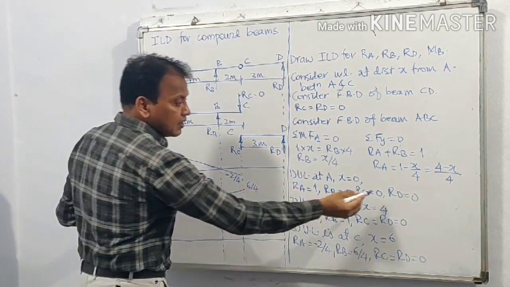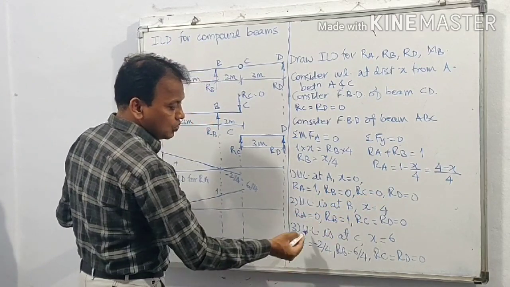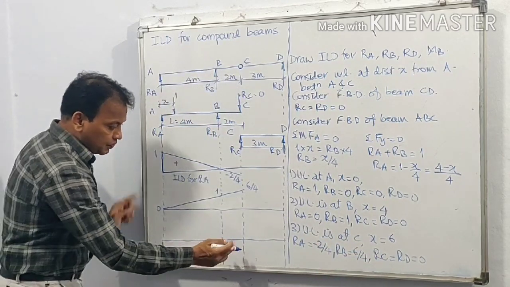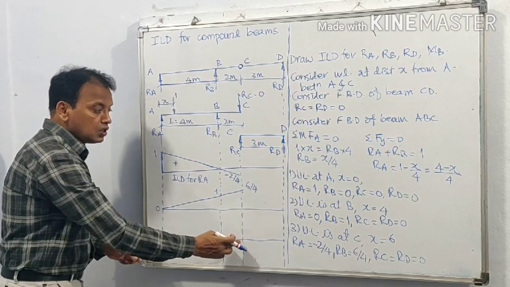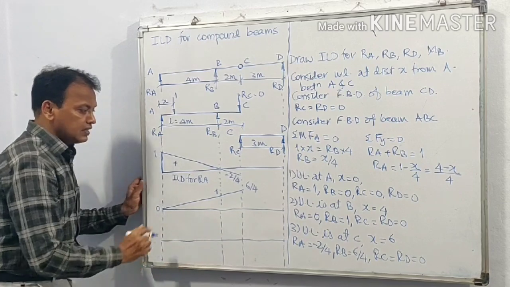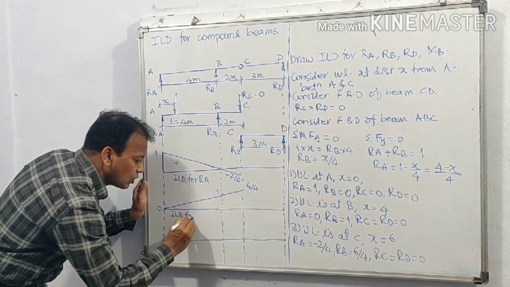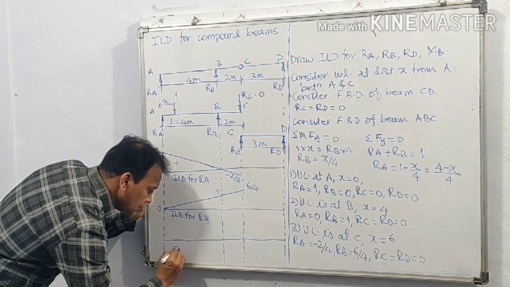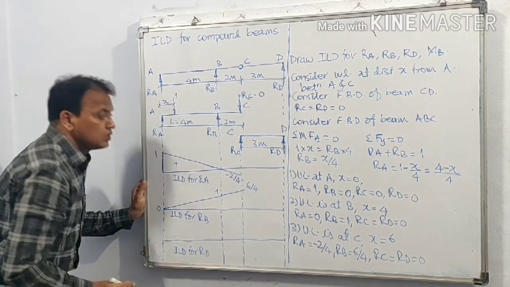When unit load is at A, RD is equal to 0. When unit load is at B, RD is equal to 0. When unit load is at C, RD is equal to 0. Means from A to C, when unit load moves from A to C, reaction at D is equal to 0. So the diagram will remain as it is. So here we can write influence line diagram for RB, and this is influence line diagram for RD.